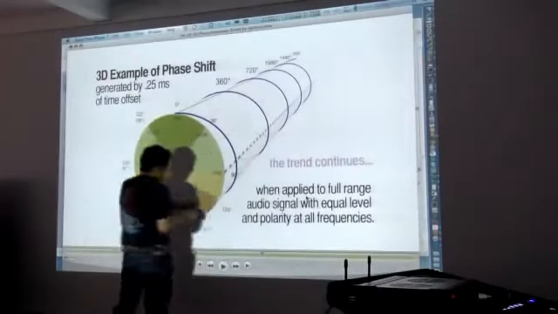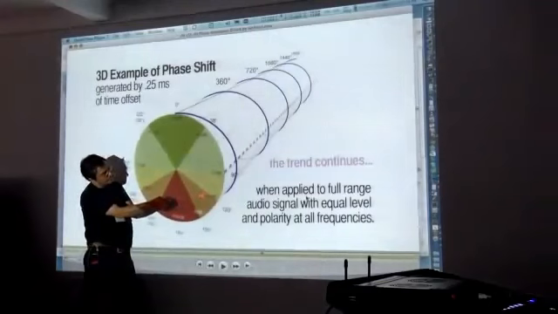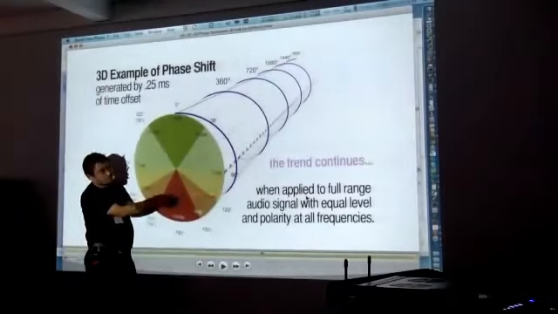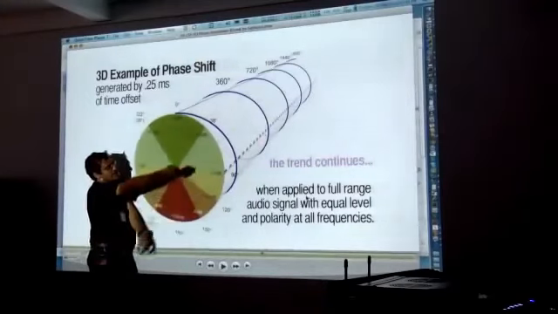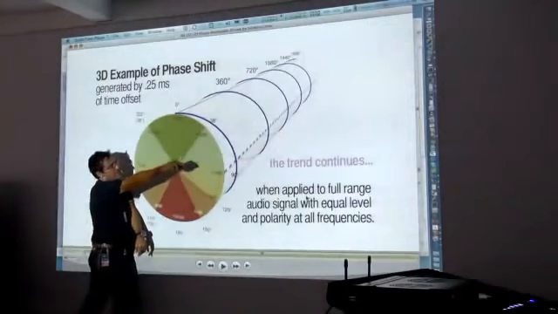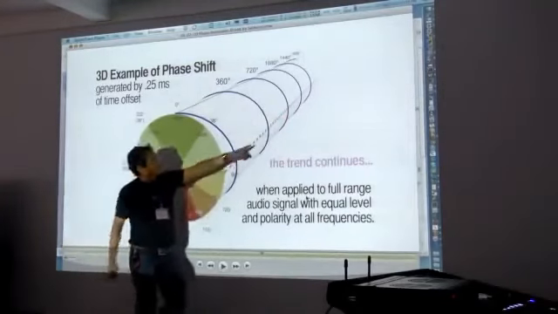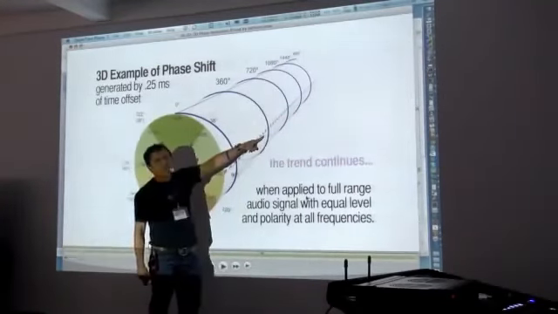The frequency that goes here in the bottom, it's half a cycle. The next time that it goes to the bottom is 1.5 cycles. The next time that it goes to the bottom is 2.5 cycles.